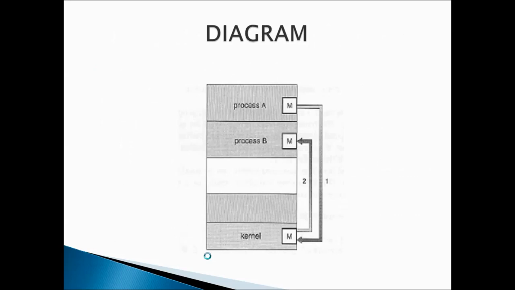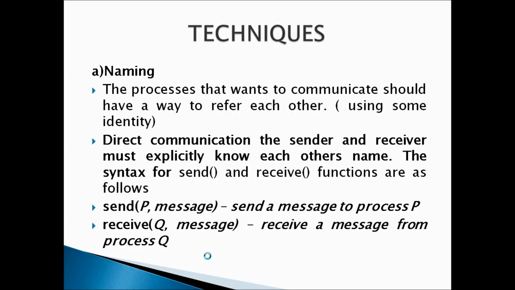So this is the diagram for message passing. You can see there, process A can communicate with process B by passing messages. Understood, guys? So each process can communicate with the other processes by passing messages. Here they are not using any shared memory. They are communicating with each other by passing the messages. So, naming technique.